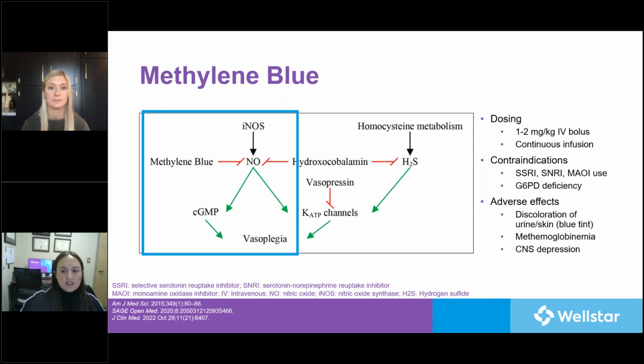So after vasopressors, there are some other adjunctive agents that we can use to help us achieve appropriate blood pressure goals in this patient population. And the first adjunctive agent that we're going to talk about is methylene blue.